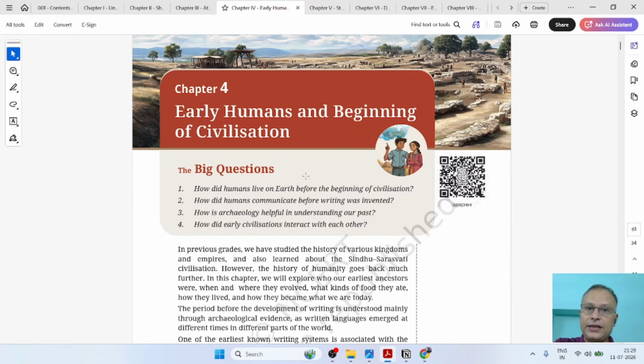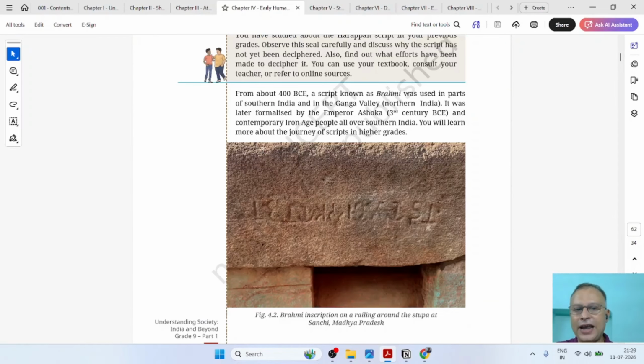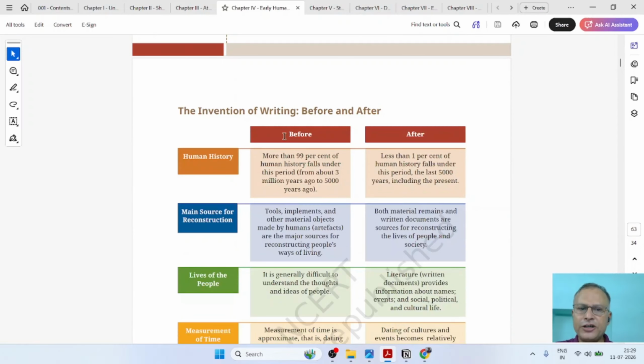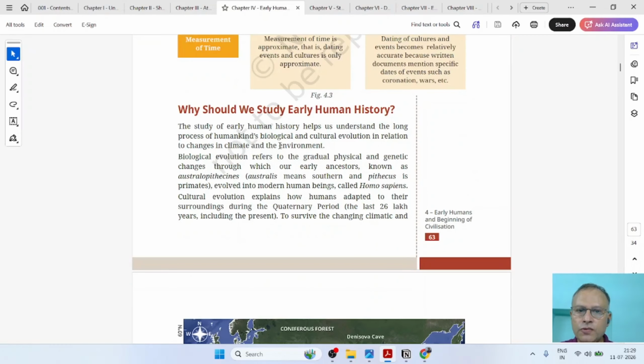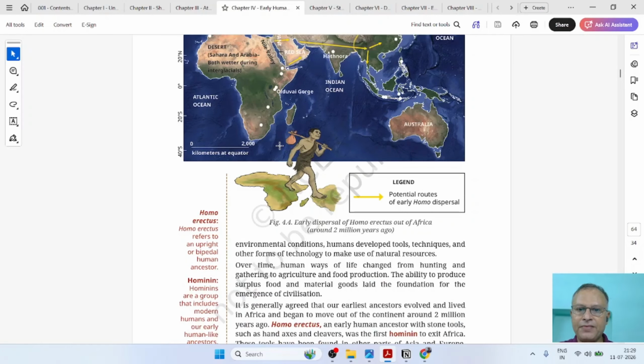Here comes the history part. The previous two chapters were about geography. Here starts the history part with chapter 4, early humans and beginning of civilization. Invention of writing, the very basics of history. Why should we study early human history?